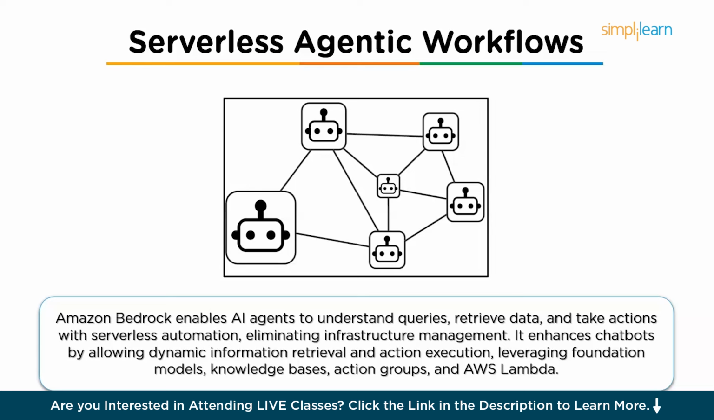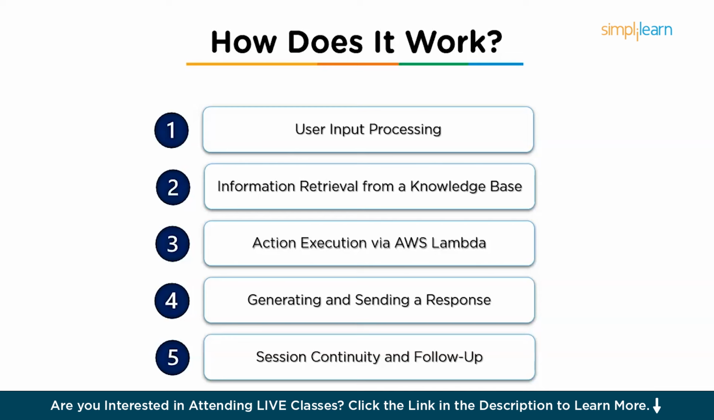The third step is action execution via AWS Lambda. If the agent needs to perform an action, it calls an AWS Lambda function to interact with backend systems. The function retrieves the order details, verifies eligibility, and processes the return request, for example. Number 4 is generating and sending a response. The agent gathers the information and constructs a natural language response for the user. Finally, session continuity and follow-up. If the user asks another question, the agent continues the conversation while maintaining context. The entire workflow runs on AWS infrastructure, allowing businesses to deploy AI-powered assistants without worrying about managing servers, scaling resources, or handling background execution.